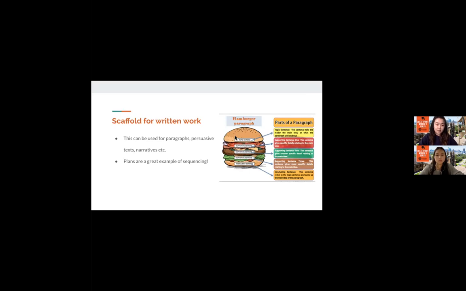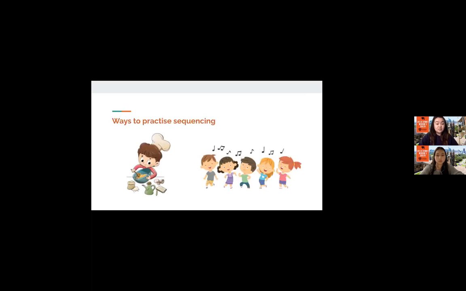An excellent learning tool that becomes more natural the more it's used is an example given on the slide here. So the hamburger paragraph, having the topic sentence, the supporting sentence 1, supporting sentence 2 and 3, and then ending with a concluding sentence. It's really good for children to use when their stories or sentences are always jumbled and out of order.